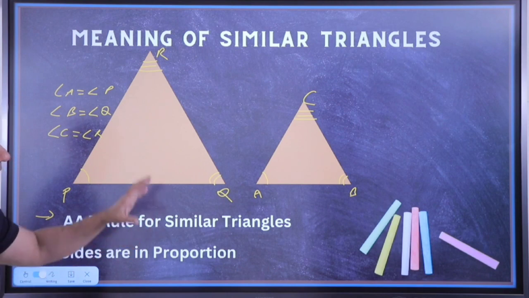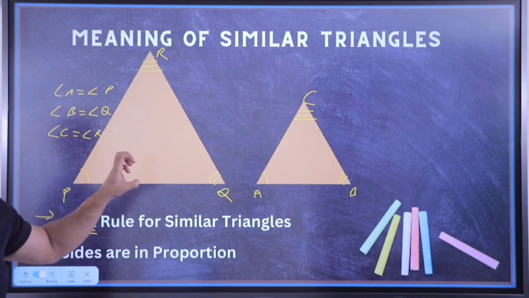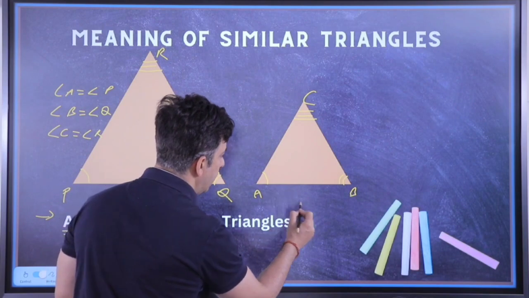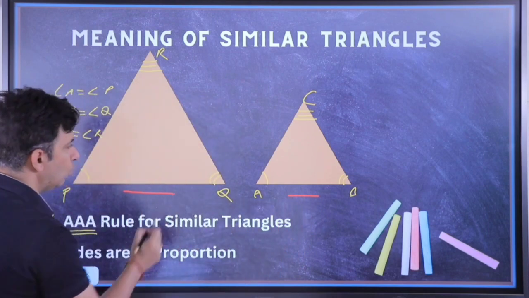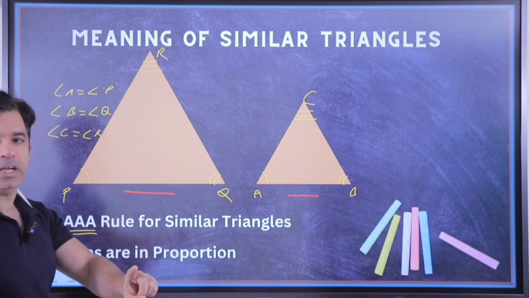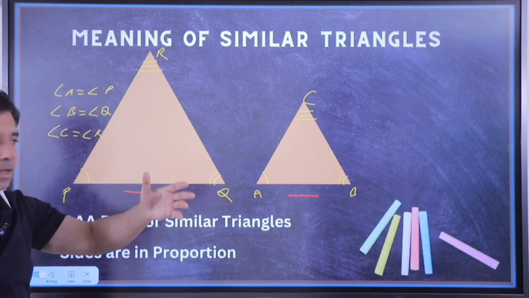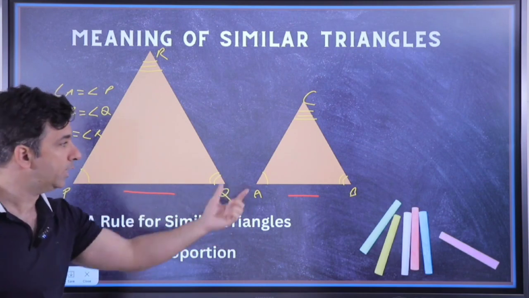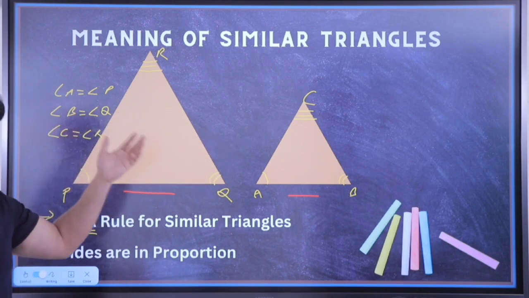The next logic is this: if two triangles are similar, then their sides would be proportionate, what we have just discussed. Whatever the ratio of this side AB and this side PQ, the same would be the ratio of this side AC and this side PR. Why? Because if we have just expanded this triangle, then whatever multiple this expansion has been done, the same multiple will be there for this side as well. The multiple would remain the same.